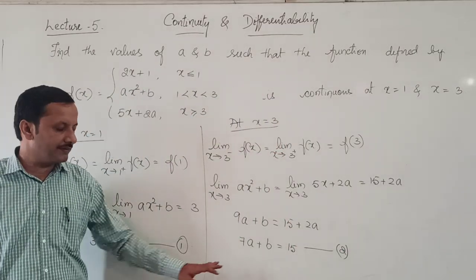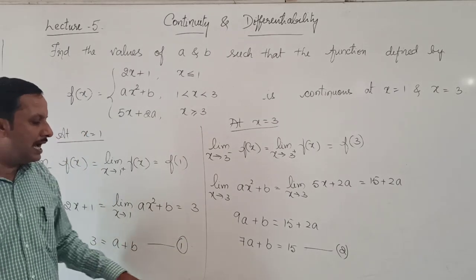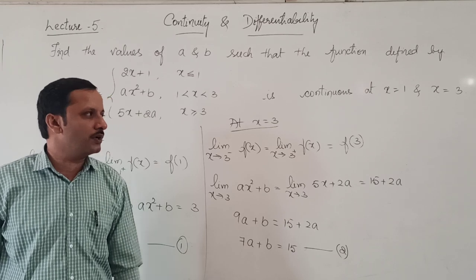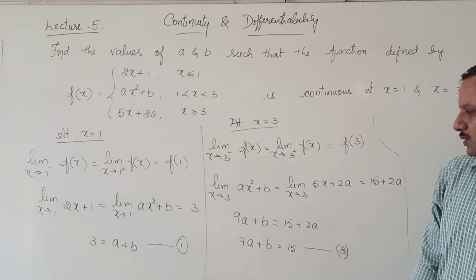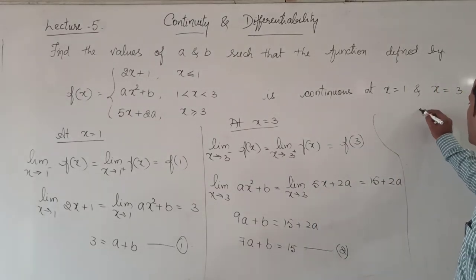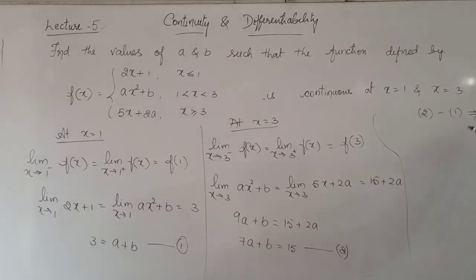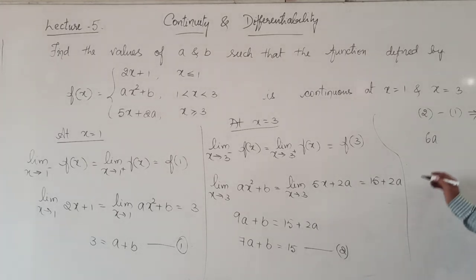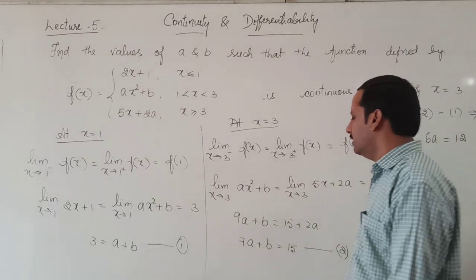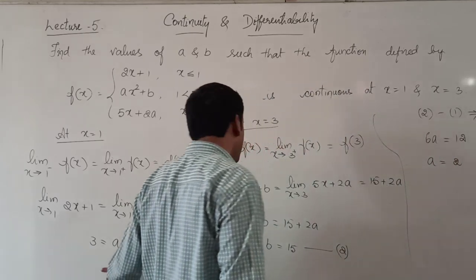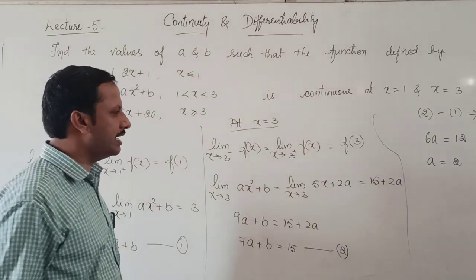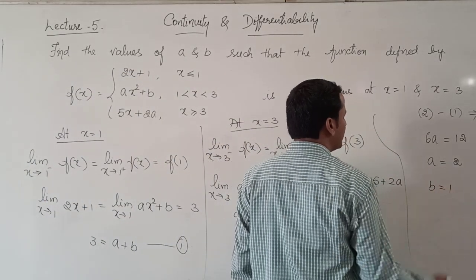So here we have two equations. One is a plus b is equal to 3, and the other equation is 7a plus b is equal to 15. Now by solving these two equations, we can get the values of a and b. So I'll go for equation 2 minus equation 1. That will imply 7a minus a, that is 6a, b minus b, 0, is equal to, on RHS, 15 minus 3, which is equal to 12. So we have 6a is equal to 12, hence a is equal to 2. Here we have a plus b is equal to 3, in that a equal to 2, therefore b must be equal to 1.